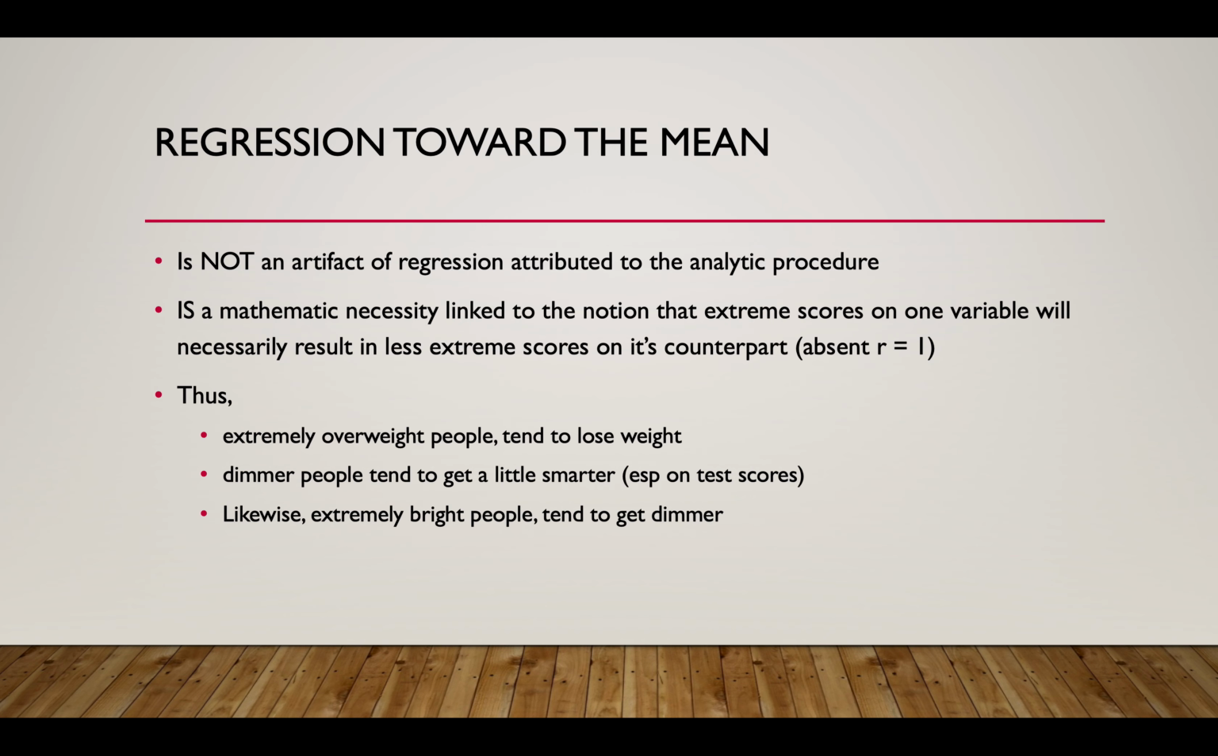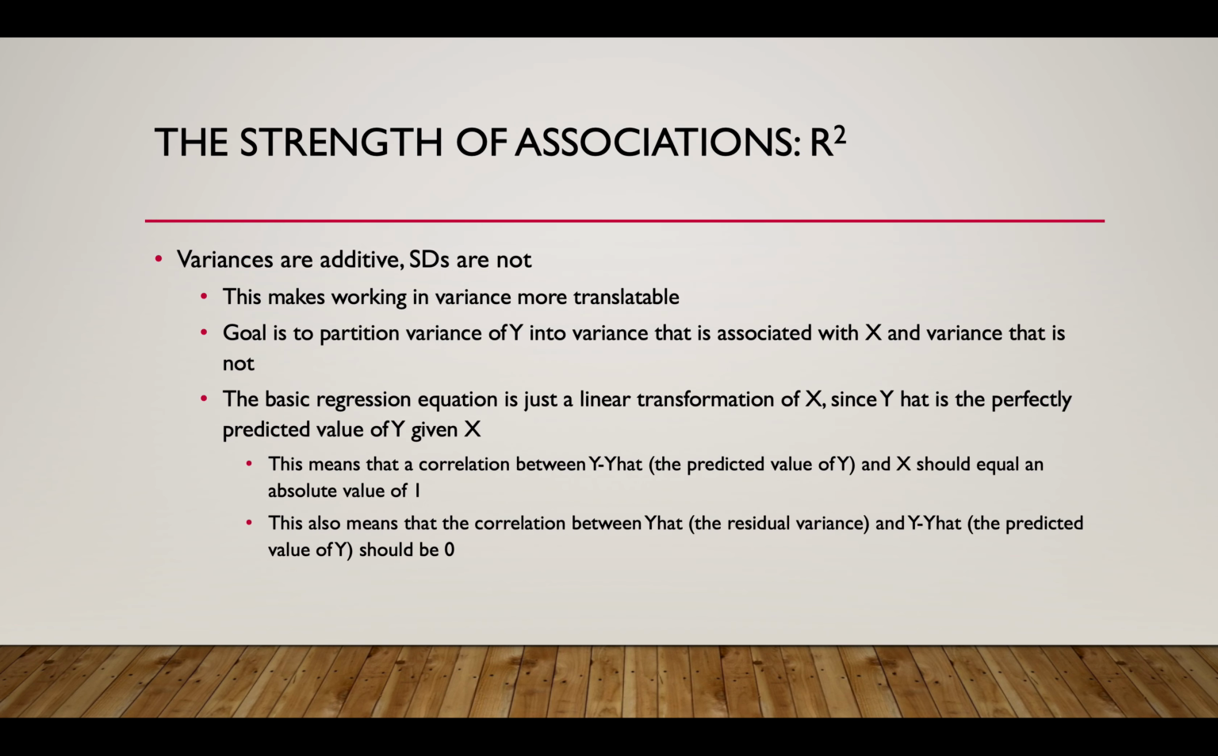We actually have an effect for this in testing that we use in the context of psychology. Likewise, extremely bright people tend to regress closer towards the mean across testing situations. But regression towards the mean just has to do with the fact that extreme scores will pull back, because that is the very nature of regression and of bivariate associations. All right, let's talk about strength of associations and R squared.